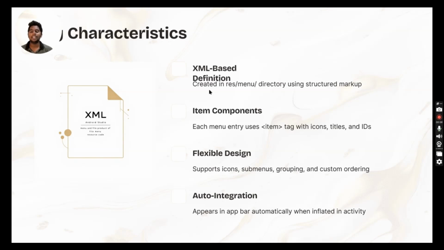Auto integration appears in the app bar automatically when implemented in the activity. Like we saw in the previous one, when we just add a new resource file to menu, it automatically creates the three dot sign in the upper part of the screen.